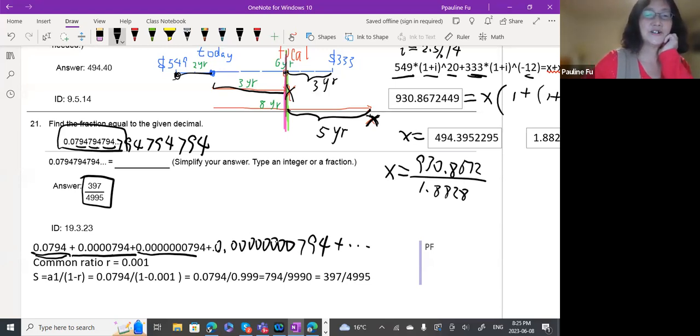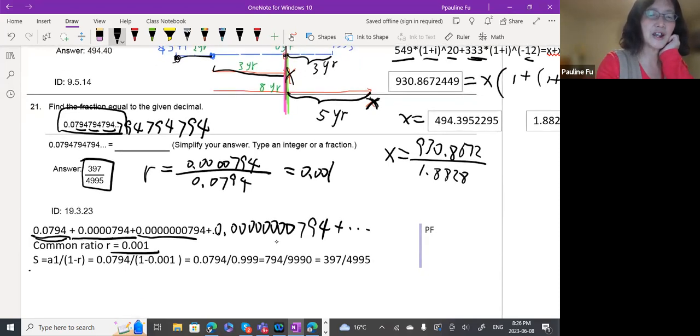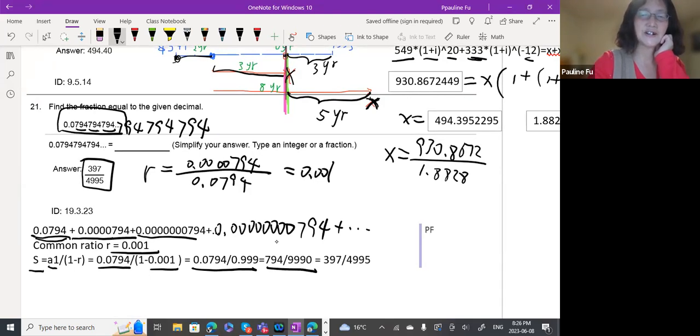And this is obviously a geometric series with common ratio 0.001. If you use the second term, the common ratio equals the second term divided by the first term, and you get 0.001. Then you use the formula for the sum: the first term over 1 minus r. The first term is 0.0794, r is 0.001. So you get this ratio. Multiply both numerator and denominator by 1000, and you get this one.